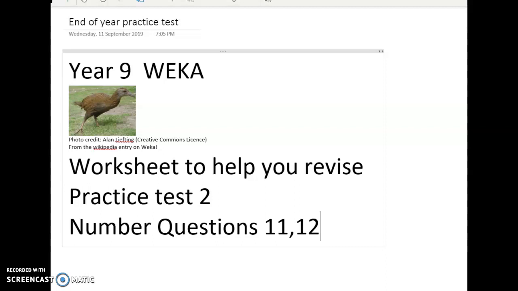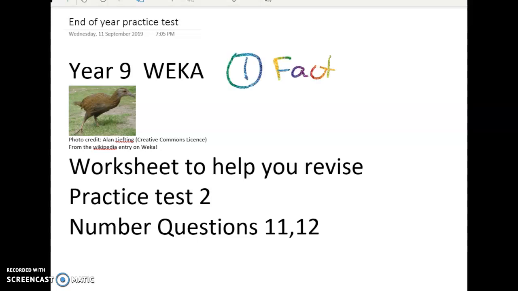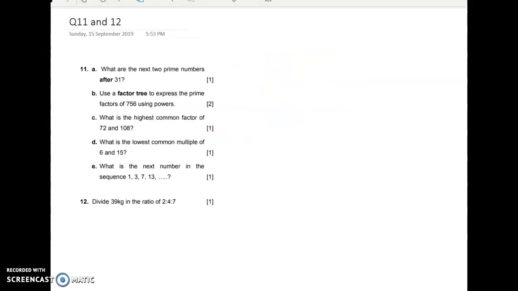So there are a couple of things in here. The first one is revising some of the number theory stuff from earlier this year, which was all about factors, prime factors, and all of that. And then the second part is a wee question on ratios, which we haven't done in class yet, but I'm going to do it in here anyway. Right, so let's have a look at what we've got.